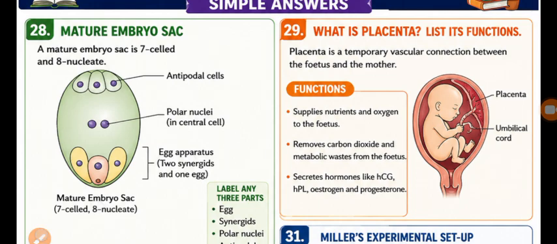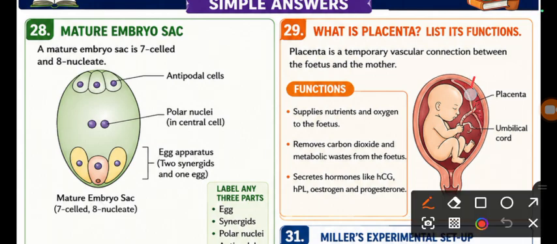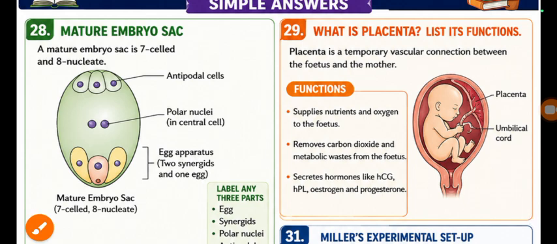Now we have answers for part C questions. Part C, 28th question, diagram of mature embryo sac. You can see antipodals. Then at the chalaza end and at the micropylar end, you can find egg and two synergids. And at the center, polar nuclei. So very important diagram. You can get 3 marks.